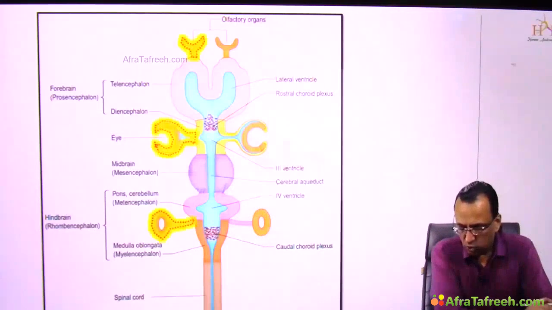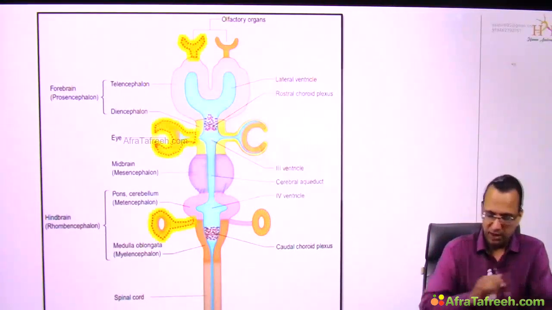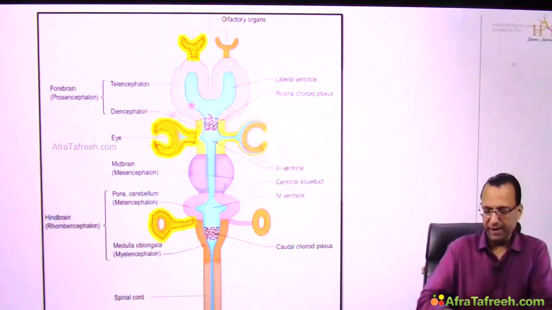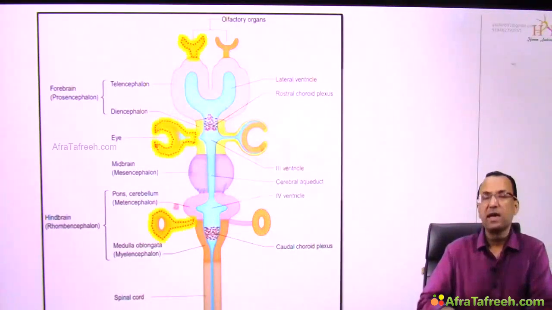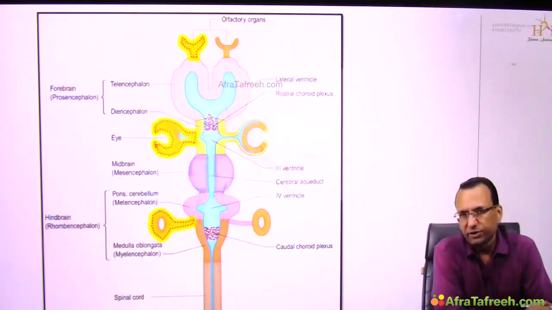Now, numbers 1, 2 and 8 are pure sensory nerves. Number 1, the olfactory nerve. Number 2, the optic nerve. Number 8, the vestibulocochlear nerve for hearing and balance. These are pure sensory nerves.